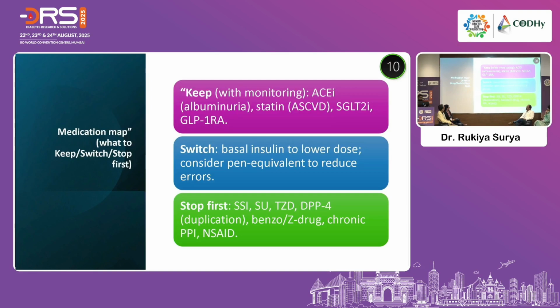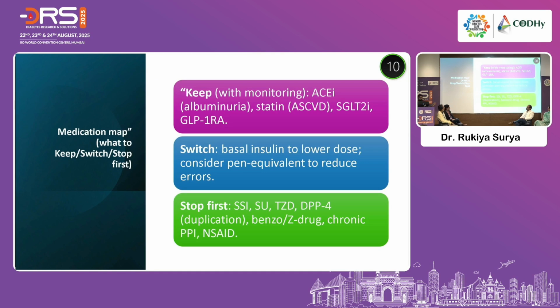So the medication map, what to keep, switch or stop first. Keep monitoring. Switch to basal insulin at a lower dose. Consider pen equivalent to reduce errors. Most of the time with insulin, when an elderly patient himself is taking it, that is the first thing we have to consider. There will be reduced vision. They may not be well equipped with the insulin devices, pens and formulations. And I think, rightly mentioned by the previous speaker also, most of the time 100 IU insulin will be taken in 40 IU syringes and the other way around also.